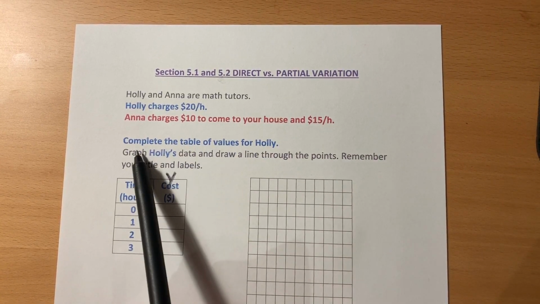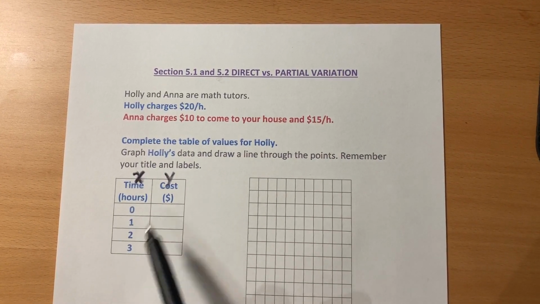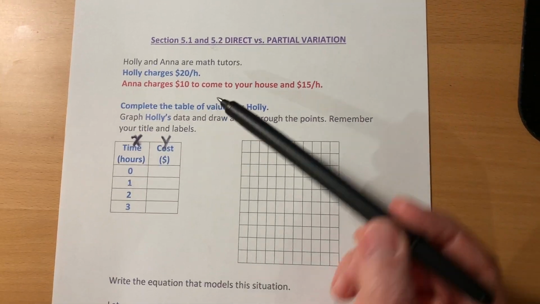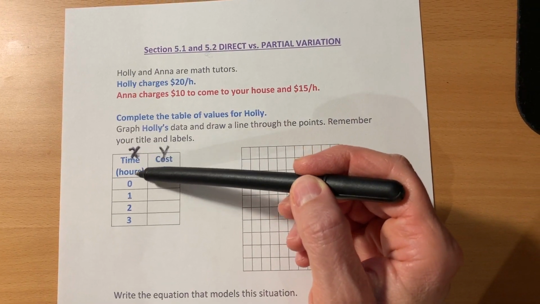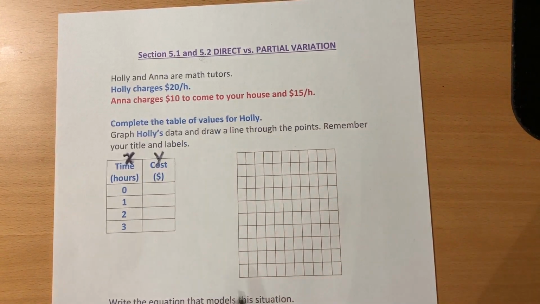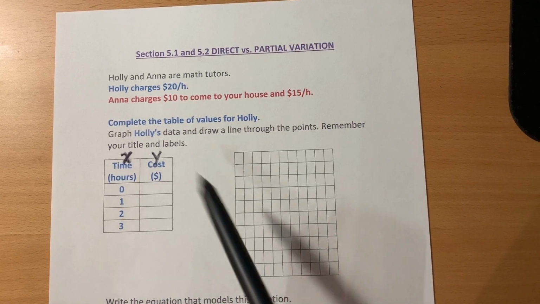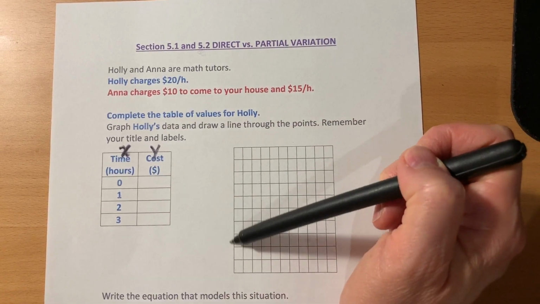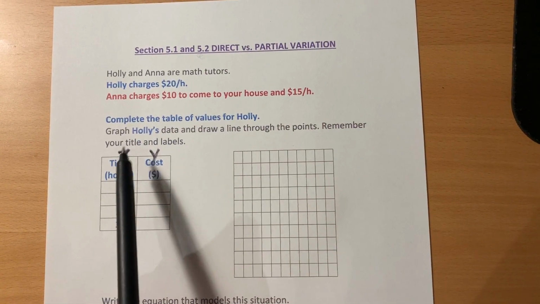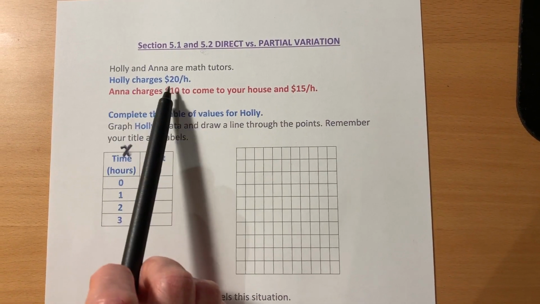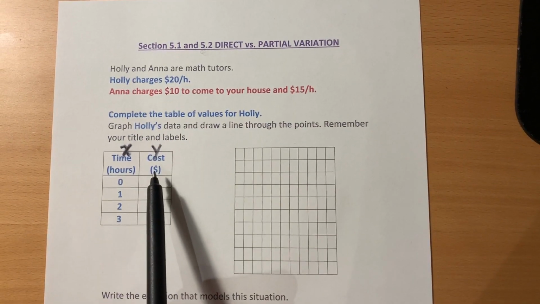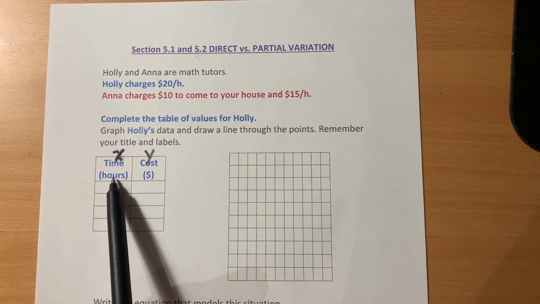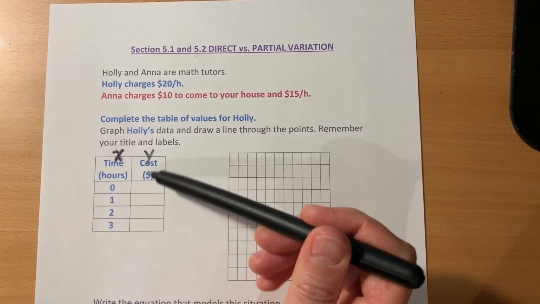The first thing we're going to do is complete a table of values for Holly. Then we're going to take this data and graph it. Just like with scatter plots, the first column here is the independent variable, which goes on the x-axis. The second column is the dependent variable, and it goes on the y-axis. When you think about how much you're going to pay your math tutor, the cost really depends on how long the tutor was there. So that's why cost is the dependent variable.